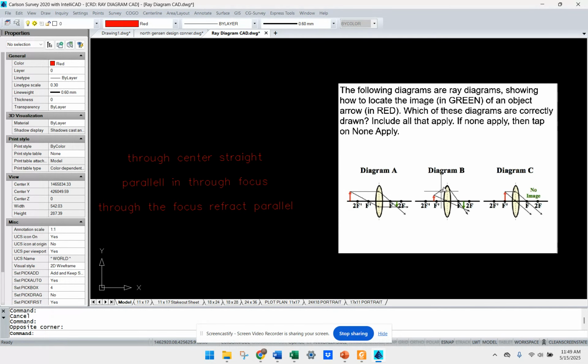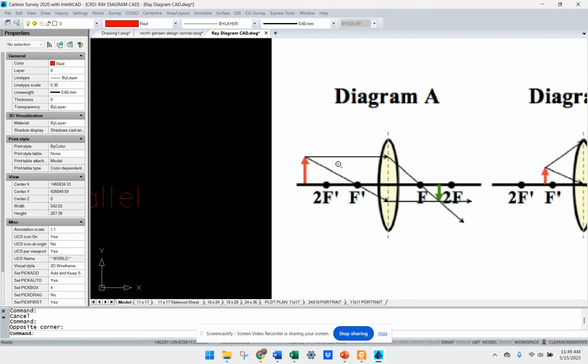It's a little bit different. It's saying which ones correctly show the diagrams, and when you get to this point, you can kind of do a similar scenario. Think about what's going on. You have a parallel line, should refract through the focus. Is that what it would do? Yeah, it would do that. Here you have one go through the focus, it refracts parallel. Is that in fact what we do? Yeah, that would follow the rules. So diagram A would in fact be true.